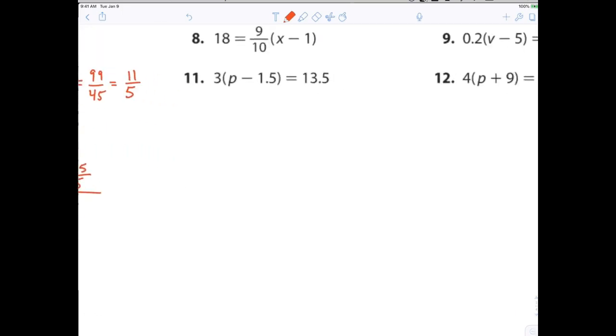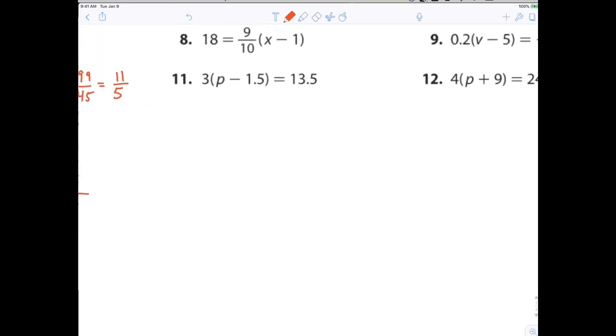All right, so now I'm on number 11. What can I do on number 11? Yeah, but, or we could just do what? Come on, Aiden, this is what we've been doing the whole time, and you're telling me to distribute. We could just make the problem easier. Divide. So I want you to write this down. Divide by 3, divide by 3. Now what happens to those two 3s? They cancel out. So I'm left with P minus 1.5 equals.